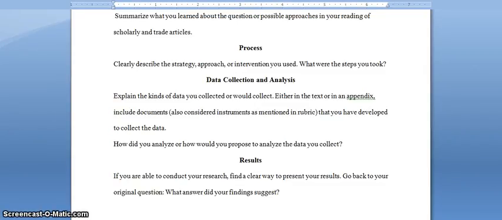This will be my last installment of videos for the action research proposal. And we covered process last time, so we've got three main elements left, three sections left. And the first one is data collection and analysis. And it says explain the kinds of data that you collected.